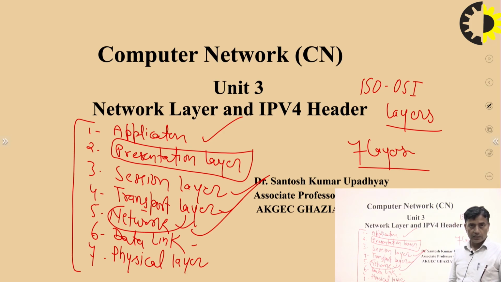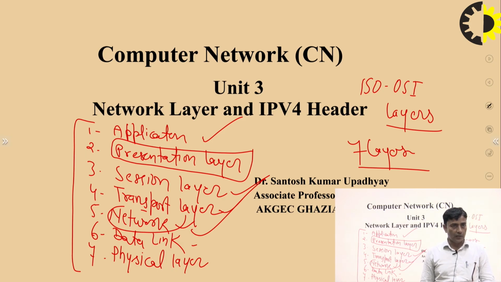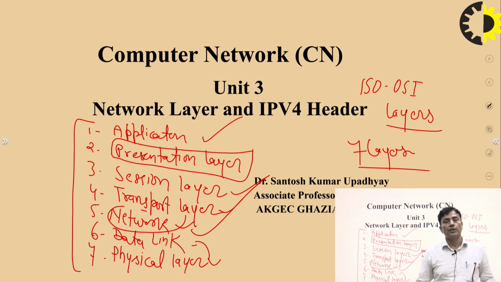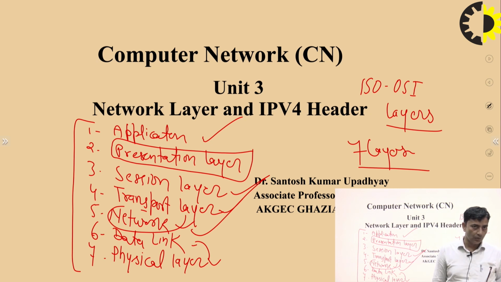The data link layer uses the MAC addresses to identify the different machines, and then finally the physical layer transmits the data over the transmission medium in light form or in electrical signal form. So now we are at the network layer. We are discussing the network layer.